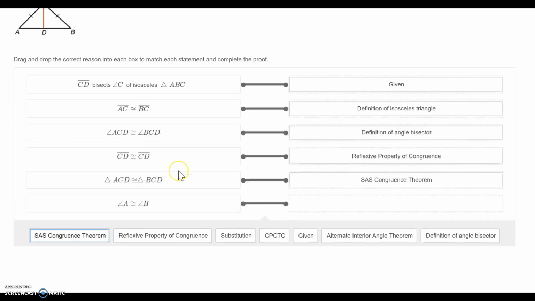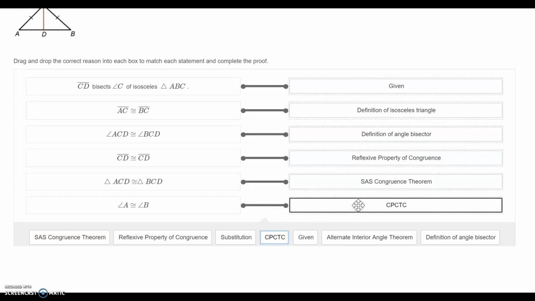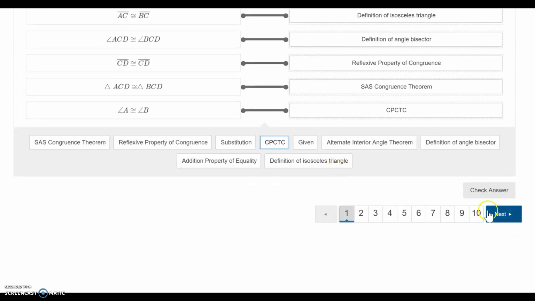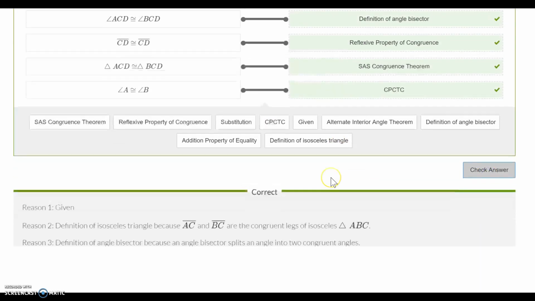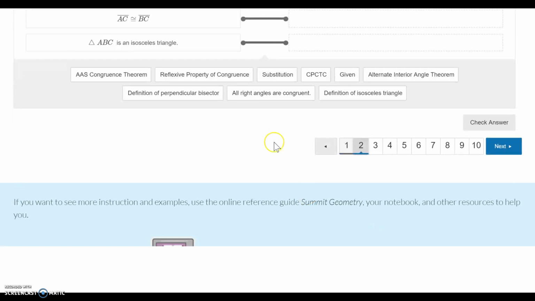And we know that angle A is congruent to angle B because corresponding parts of congruent triangles are congruent. Check our answer. It gives us our explanation. Let's go to the next one.